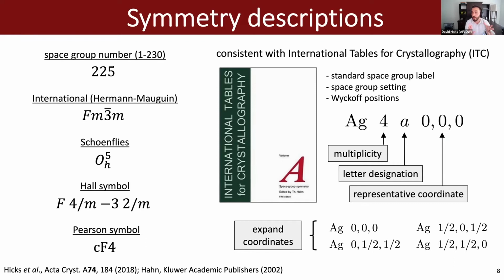These are the symmetry equivalent positions in the crystal, and these are consistent with the International Tables of Crystallography. And so we can determine things like the Wyckoff multiplicity, the Wyckoff letter designation, and the representative coordinate. In this case, the representative coordinate tells us how many atoms are symmetrically equivalent. And based on the symmetry operator, you can expand this representative coordinate into these 4 here. There's some functionality in AFLOW to determine these operations and also do this coordinate expansion.